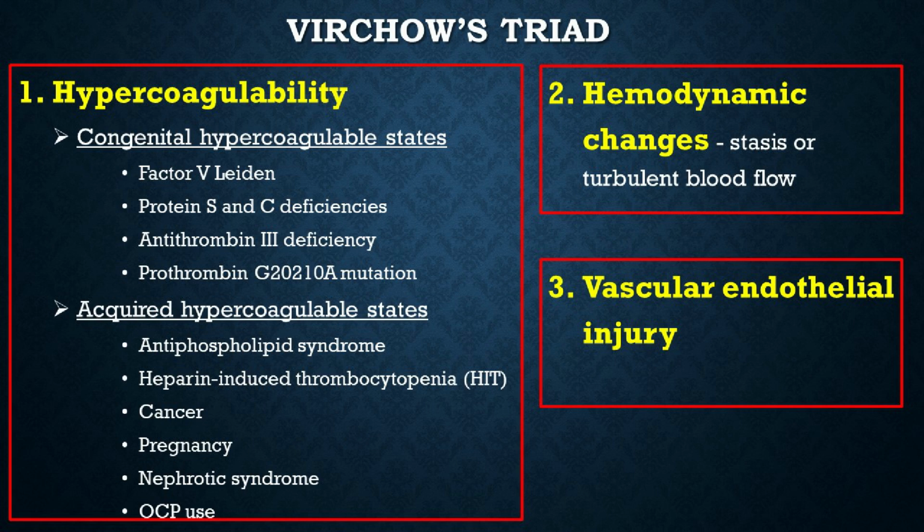Let's discuss first the hypercoagulability. As you can see here, we have congenital hypercoagulable states and acquired hypercoagulable states. Let's discuss first the congenital ones. We're going to start with the factor 5 Leiden mutation. This mutation is named after a city in the Netherlands, by the way, and you can pronounce it as Leiden or Leiden as you wish.